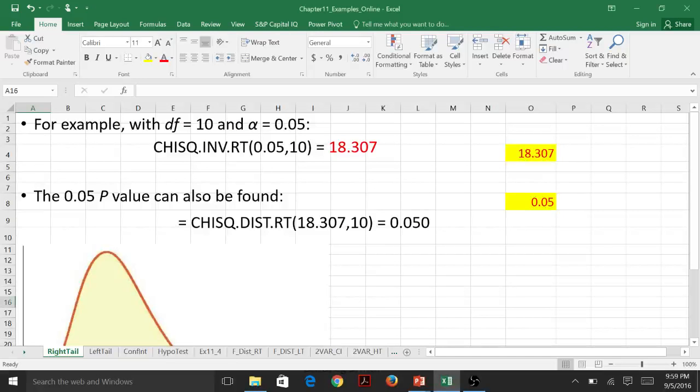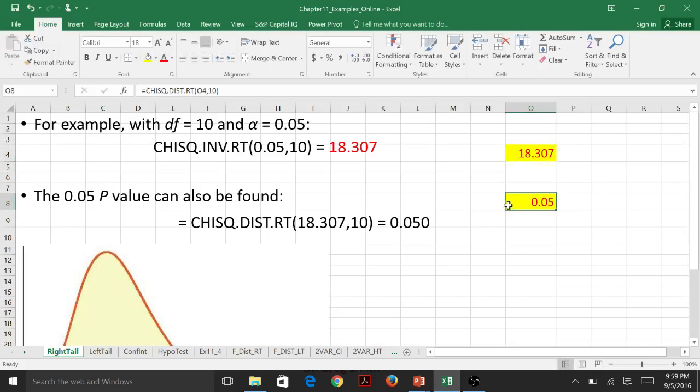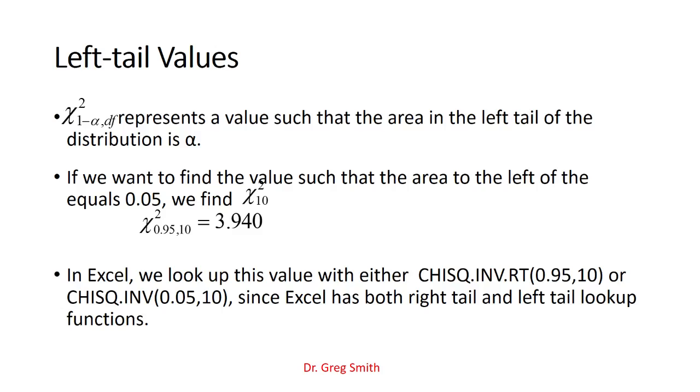If we look at it directly in Excel, just so you can see it, I would use that calculation. You can see how it would work. And again, if we want to back it out, I can calculate the 5% by putting in the 18.307 and the 10 degrees of freedom. As you can see, we're going to have a lot of examples in this chapter. It's not a difficult chapter, but it is nice to see some problems worked out. So, right tail is easy.